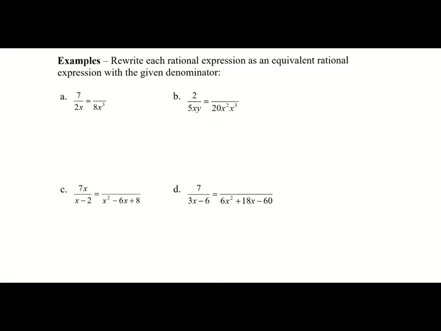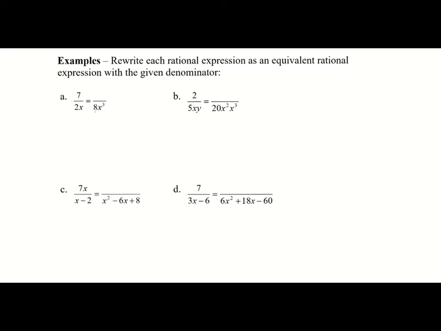All right, so here they have given us a denominator, and they want us to rewrite our rational expression to have that equivalent or given denominator. So it's kind of like writing equivalent fractions here. So we're going from 7 over 2x to having a denominator of 8x cubed. So that's my new denominator, 8x cubed right there.